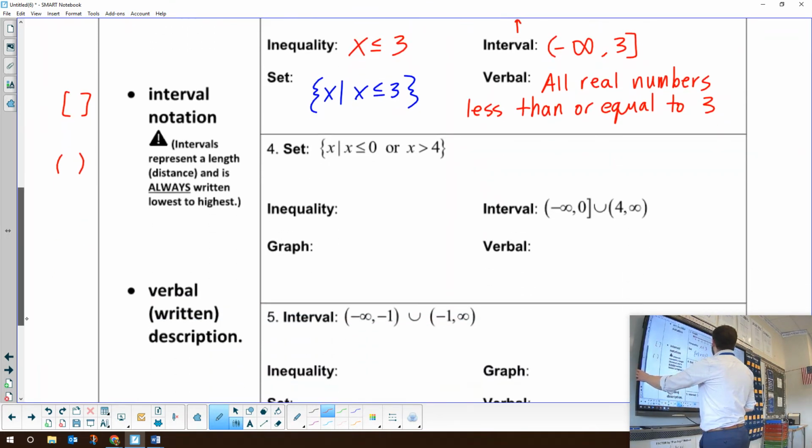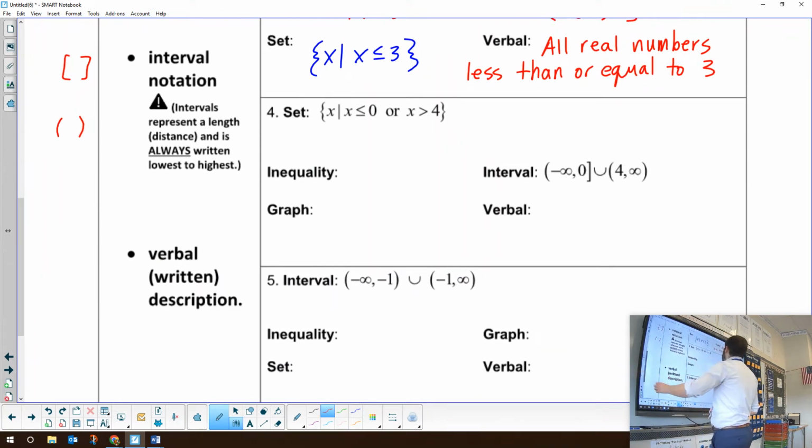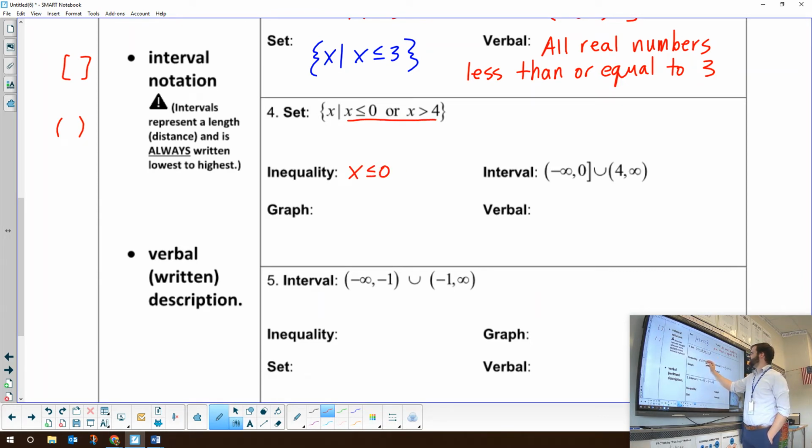Okay? All right, number 4. We have our squiggle brackets. This one gives us to us in set notation. But remember, set notation is just fancy inequality. So my inequality is going to be the same. It's going to be x less than or equal to 0, or it's going to be x greater than 4.